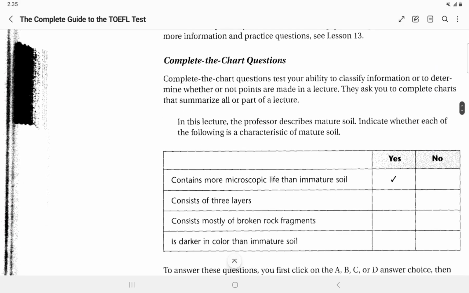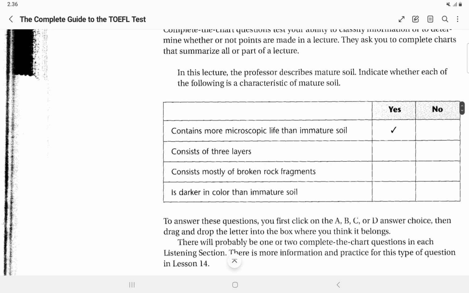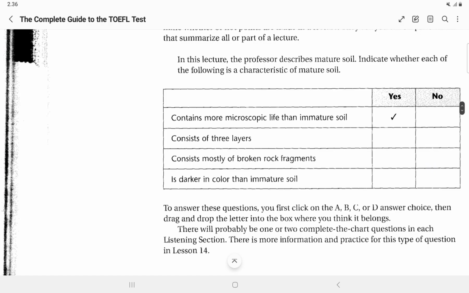Complete the chart questions. Complete the chart questions test your ability to classify information or to determine whether or not points are made in a lecture. They ask you to complete charts that summarize all or part of a lecture. In this lecture, the professor describes mature soil. Indicate whether each of the following is characteristic of mature soil. Contains more microscopic life than immature soil. Consists of 3 layers. Consists mostly of broken rock fragments. Is darker in color than immature soil.